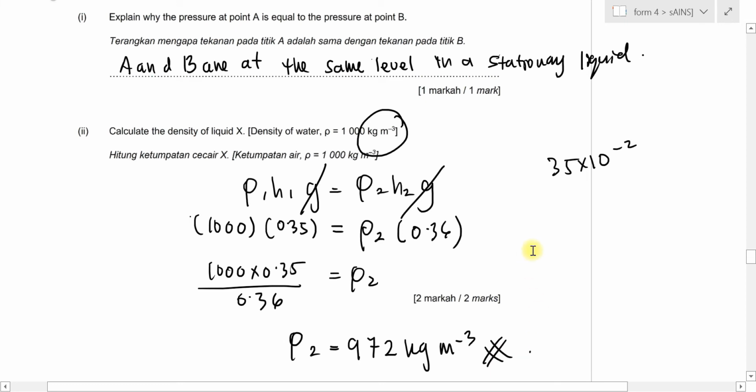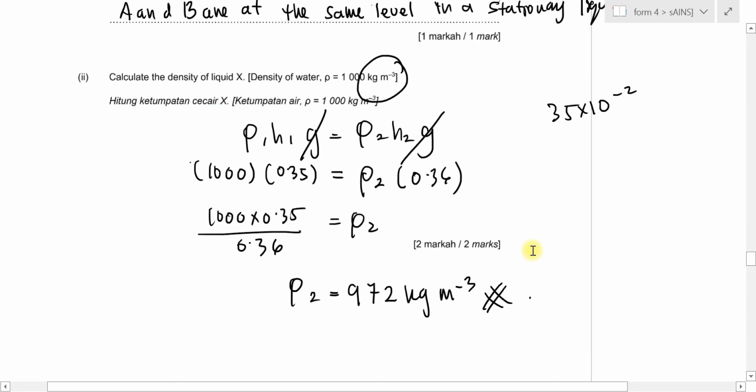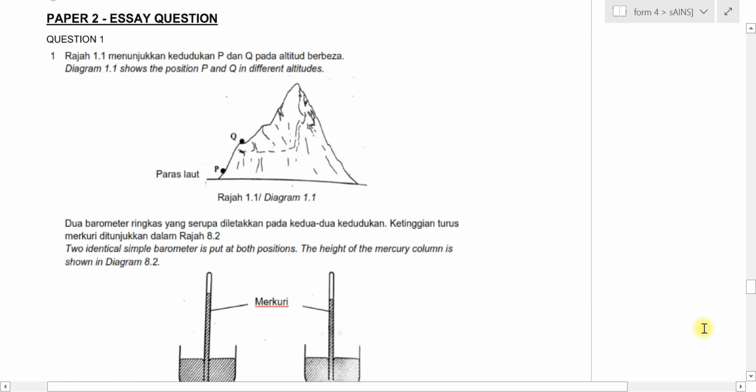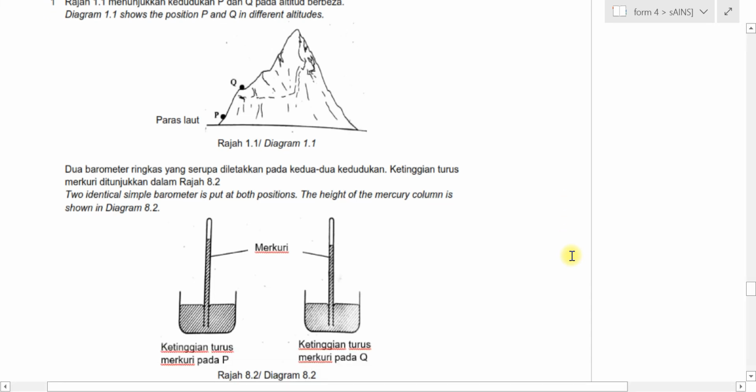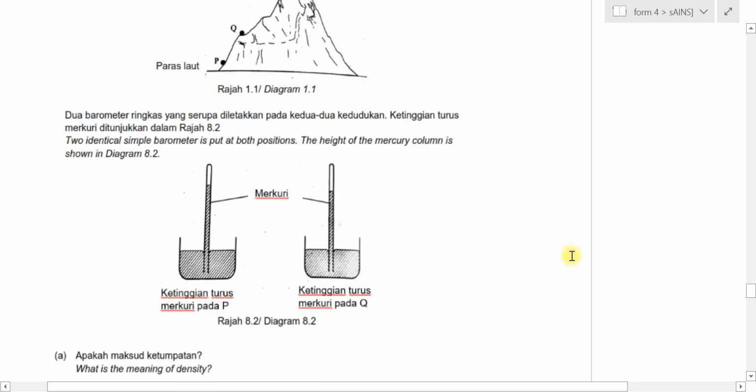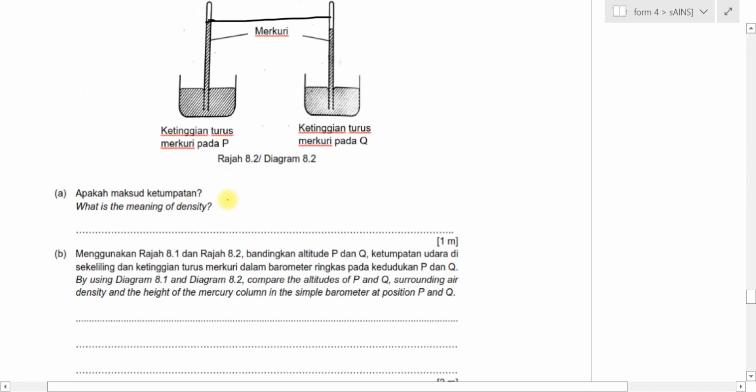Alright, that will do that. Next question, final question, essay question. Question 1. Diagram 8.1 shows the position P and Q at a different altitude. Two identical simple barometers are put at both positions. The height of the mercury column is shown in 8.2. At P the mercury column is higher and Q is lower. What is the meaning of density? Density is mass per unit volume.